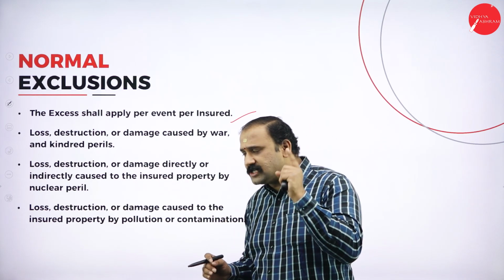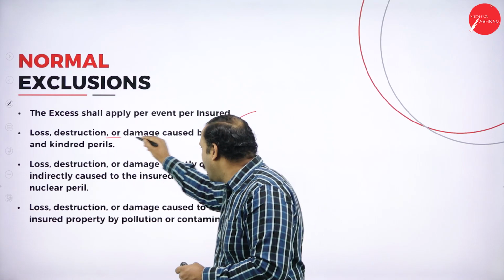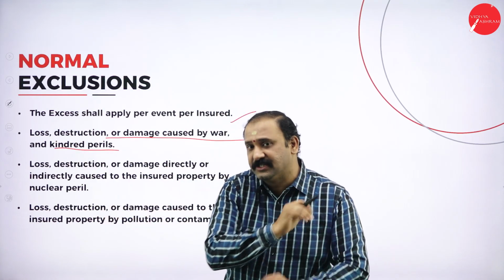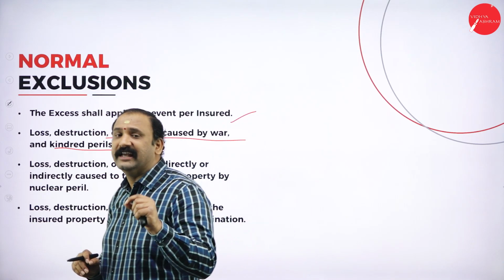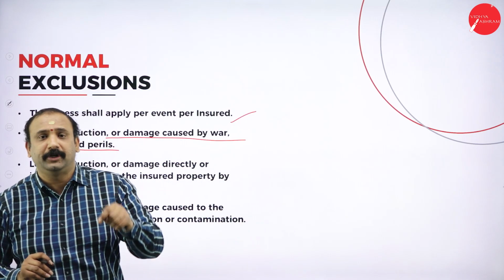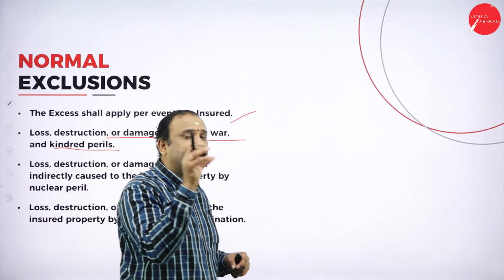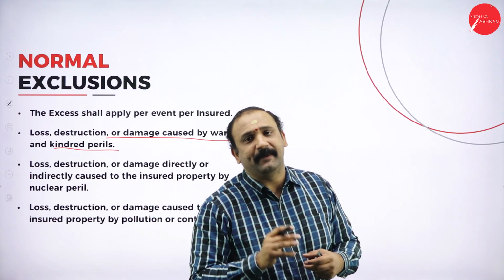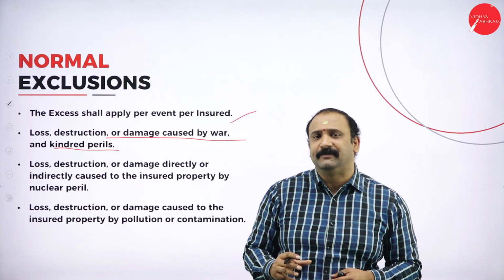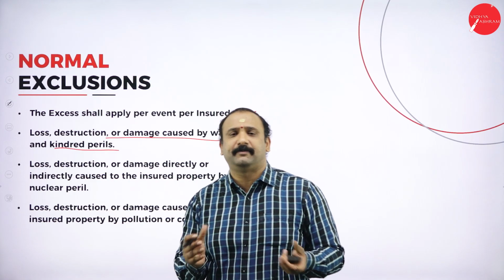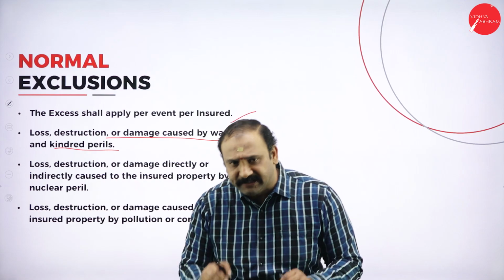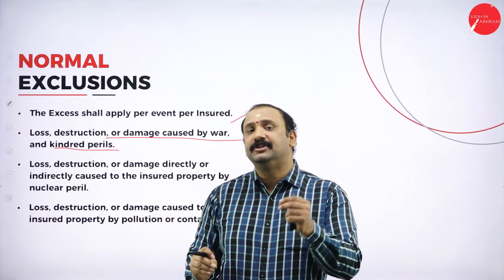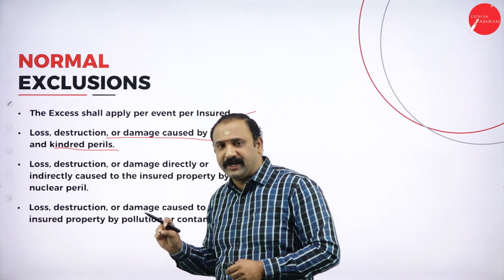Next thing, loss or destruction, damage caused by war and kindred perils. Let's understand this word again very clearly. Kindred perils. What do you mean by the word kindred perils? That means which are instigated by mankind. So war is something that will not happen by nature by itself. It would have been kindled between two nations. So automatically the insurance policy will also try to assess.